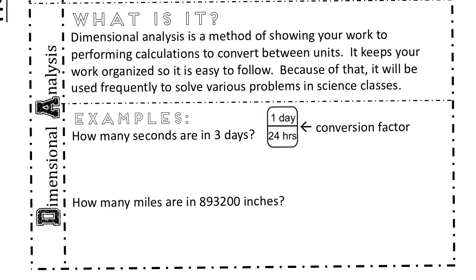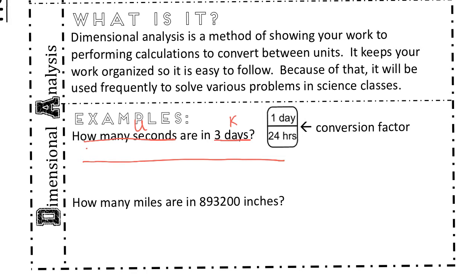So here's an example. How many seconds are there in 3 days? Here's an example of one of the conversion factors you're going to need. You've got 1 day equals 24 hours. Well, we use the table method. In the table method, what you do is you start off with what you know. This is your known. Well, the question gives us how many seconds are in 3 days. So this is our known. We're starting with 3 days, and our unknown is how many seconds.